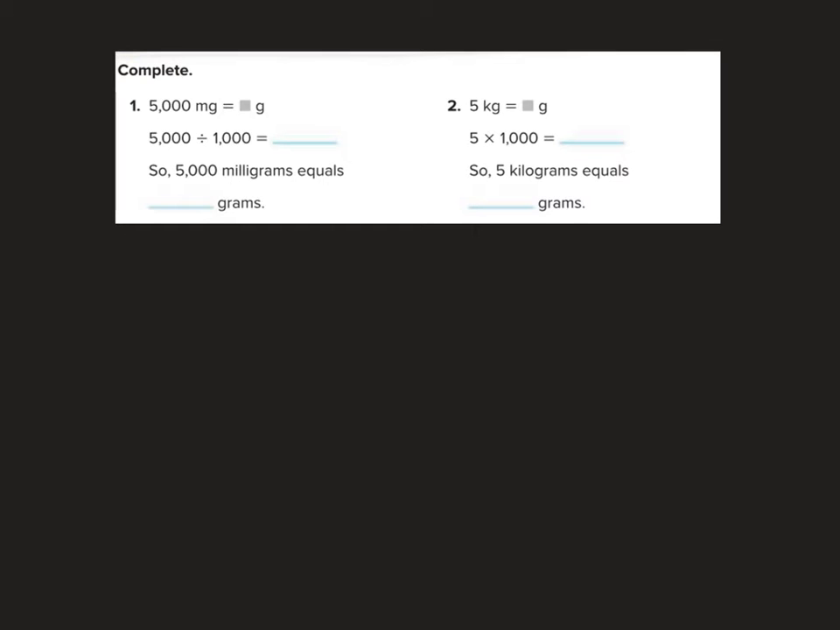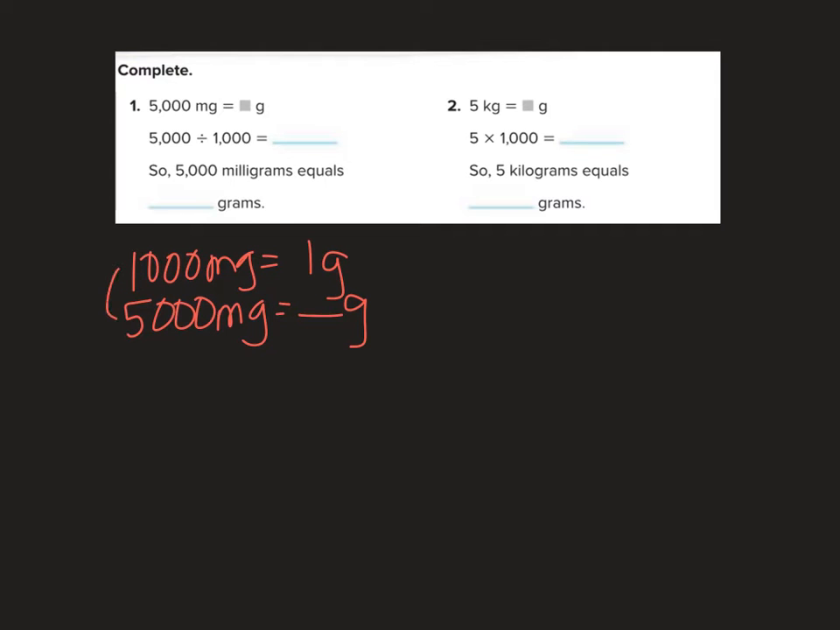Okay, 5,000 milligrams equals how many grams? So we know that 1,000 milligrams equals 1 gram. Now we're trying to say 5,000 milligrams equals question mark grams. Well, look, 5 grams, right? 5,000 divided by 1,000: 1,000, 2,000, 3,000, 4,000, 5,000. 5 of them will fit in there. So it's equal to 5 grams.